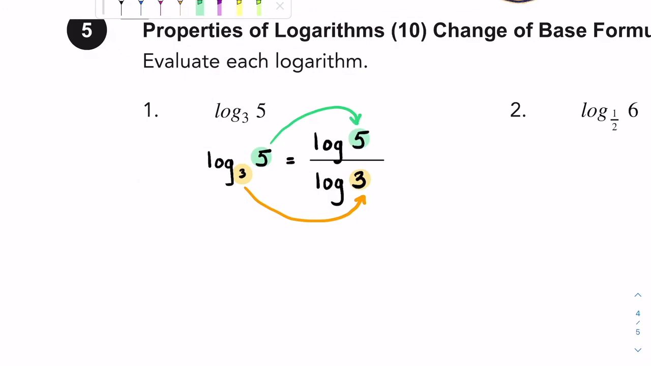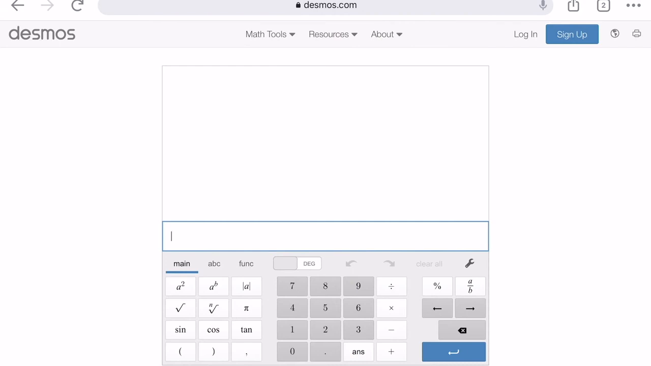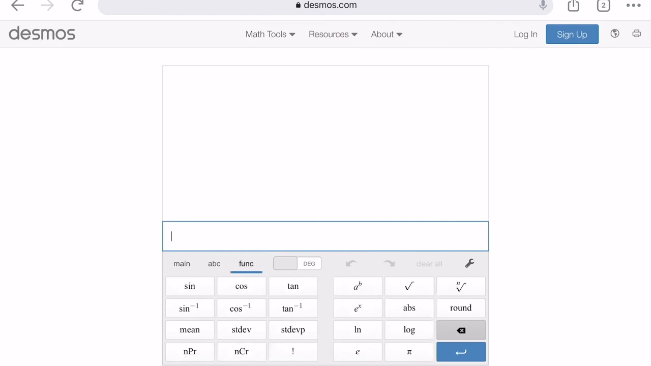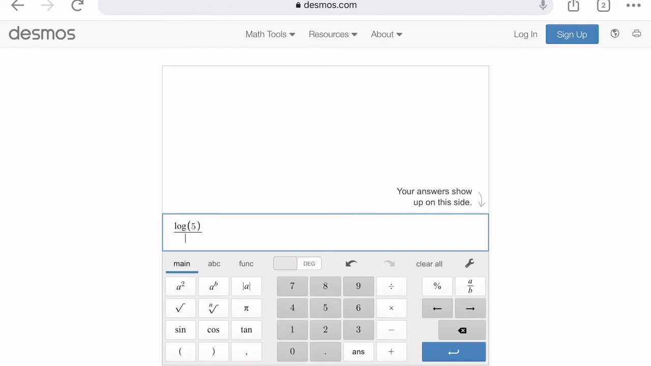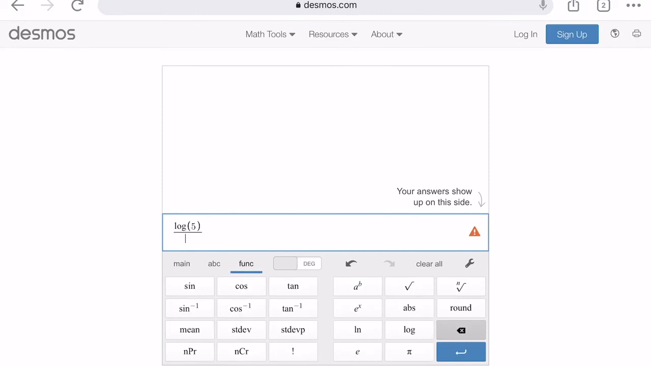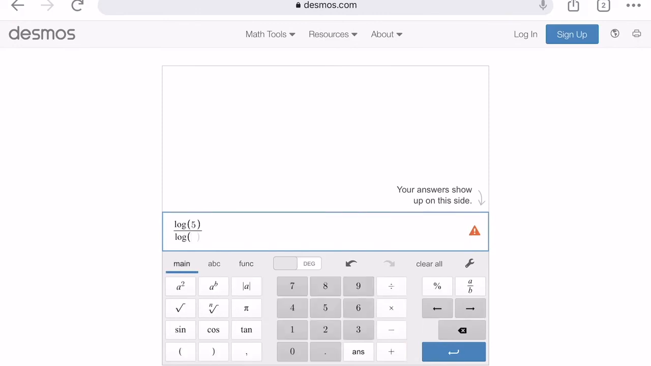So now I'm going to switch to a calculator, and I'm going to type this as log 5 divided by log 3. And you can see off to the right, my answer is 1.46497, so we'll leave that as 1.46.